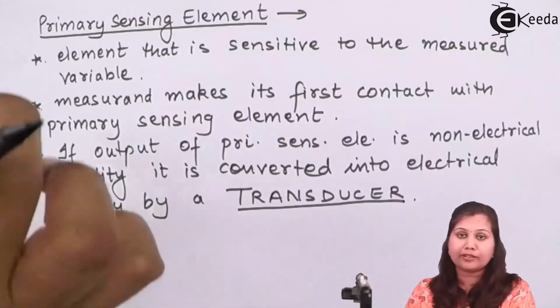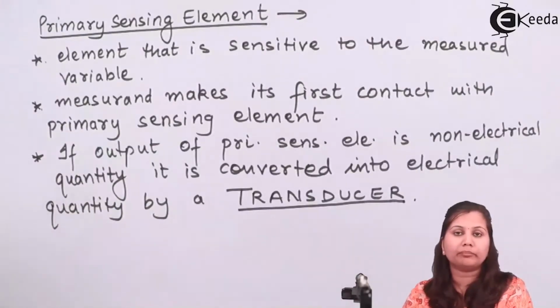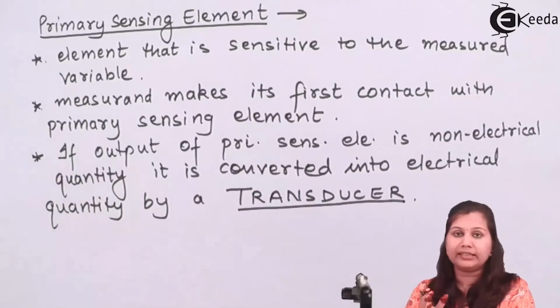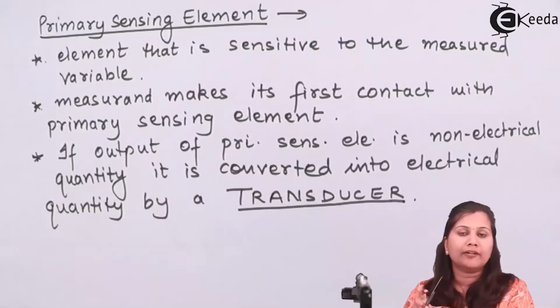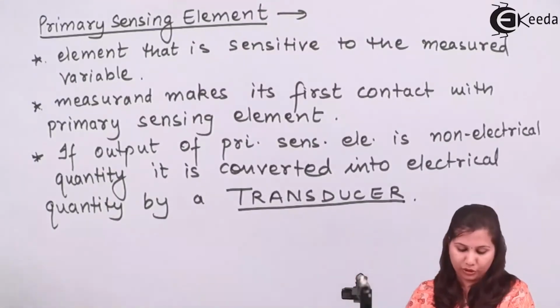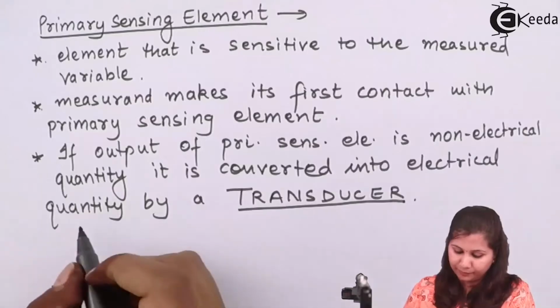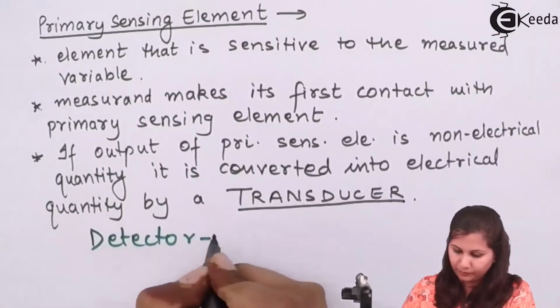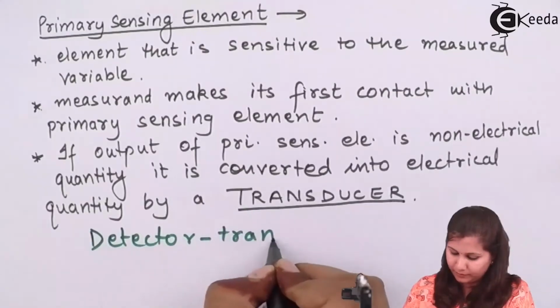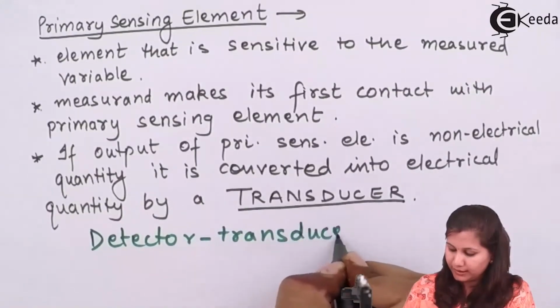So we can say that the first stage of the measurement system is the detector transducer stage. The detector, that is the sensor, is going to sense the physical quantity or the quantity which we want to measure, and that quantity is converted into an electrical quantity by the transducer. So the first stage is the detector transducer stage.